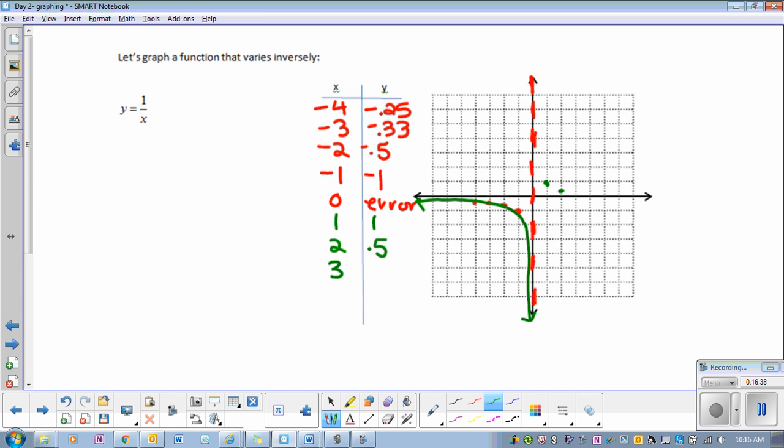How about 3? 0.25. At 3, isn't it 0.33? Yeah. 1, 2, 3, 0.33. And then 4, 0.25. Oh my goodness, this looks like it's doing the same thing, right? And that's because it is. It wants to get really, really close. It wants to cross, but it can't.